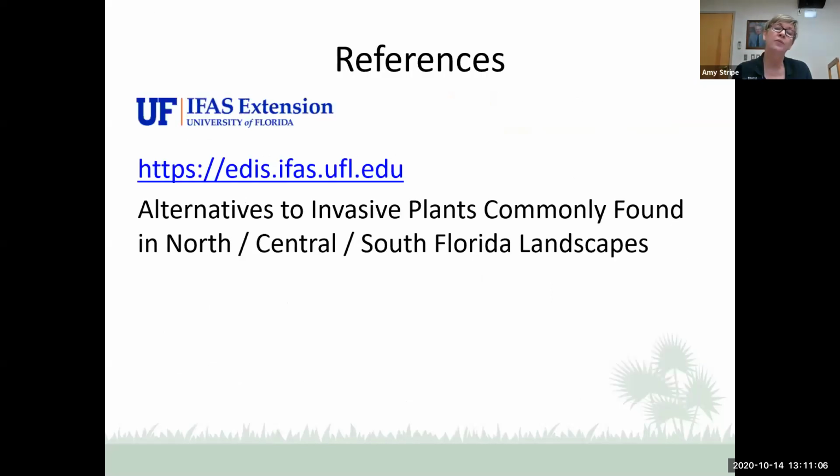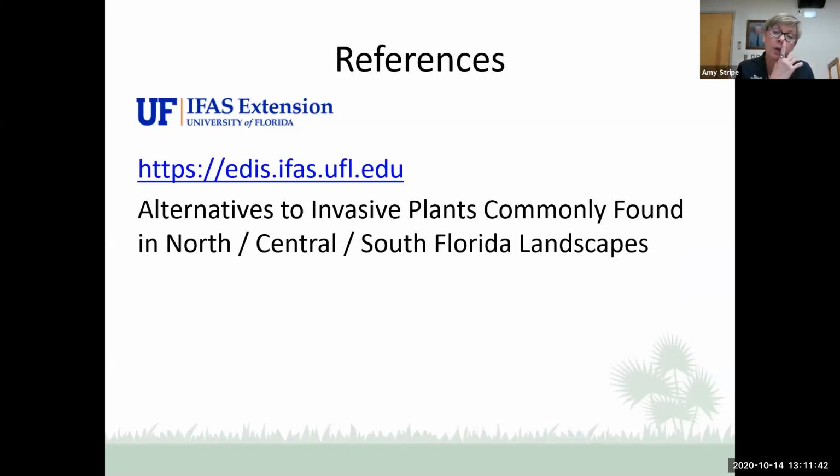I used a couple of things for references today. These are three publications that are really good for more ideas, beyond what I'm going to give you today, on alternatives to invasive plants commonly found in Florida landscapes. There's a separate publication for North, Central, and South Florida, and you can access them. Take the lazy way out like I do: I go to Google, I put in UF EDIS. It takes me to the EDIS website, and then I put into the search engine what it is I'm looking for.